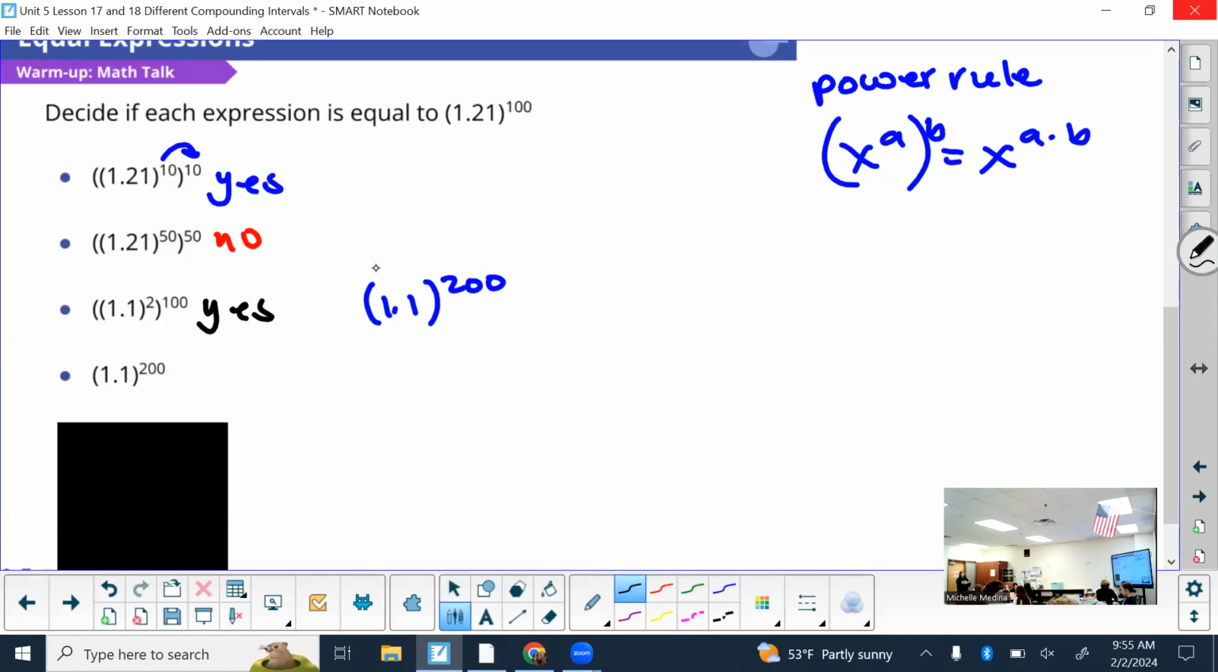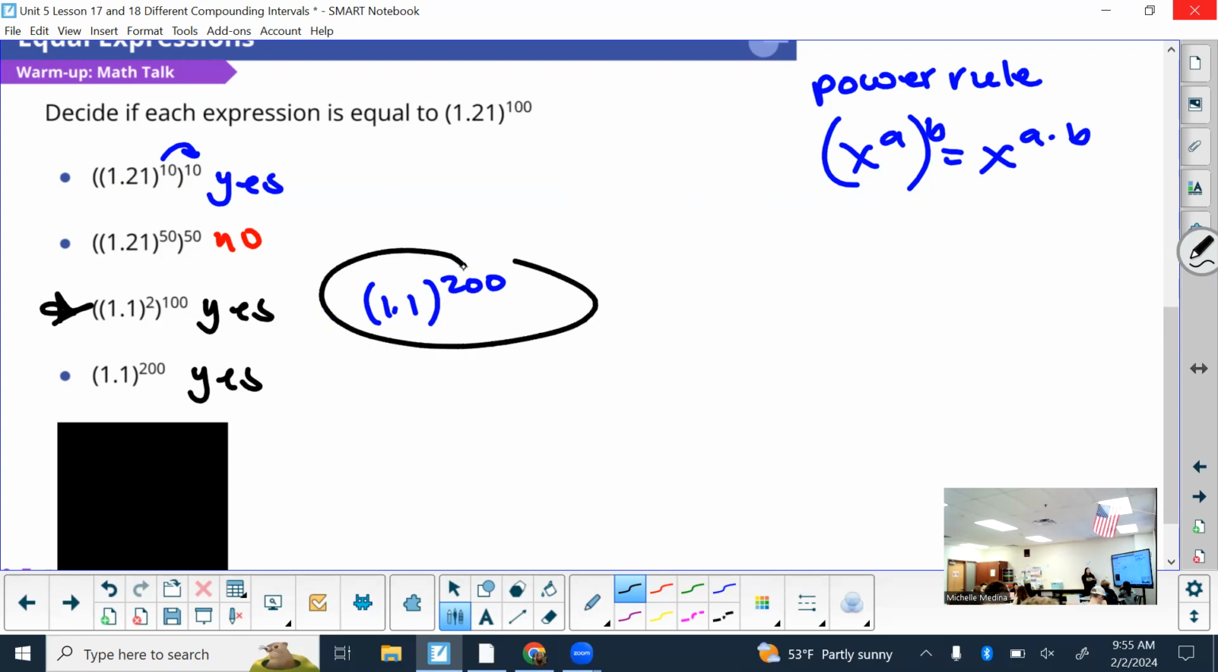Okay. So John's checking it. Someone else that had their thumb up, what do we think? Yes. Okay, and why yes? It's the same thing as the other two. It equals the same thing if you put it in your calculator, but also we just verified that the third one was correct, and the fourth one is just after applying the power rule.